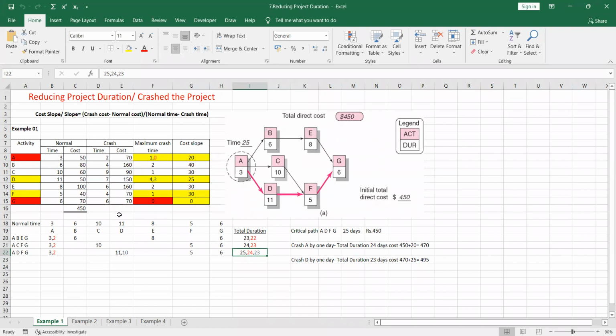Right? So then after, what do you have to do? You have to see the maximum crash time. So if the maximum crash time is 0, it means we cannot reduce that activity.